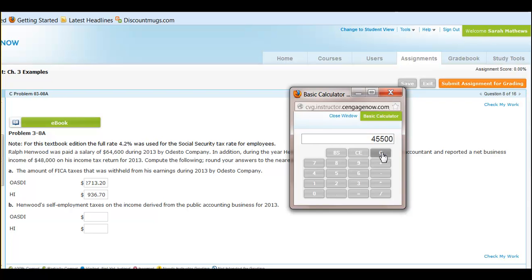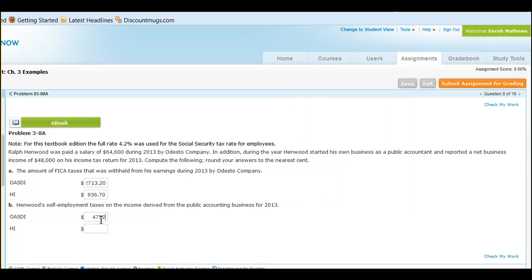Because the other thing we have to keep in mind is that we are paying the employer and the employee portion. So the employee pays 4.2%, the employer pays 6.2%, so 4.2 plus 6.2, he's actually going to have to pay 10.4% of that $45,500. So $45,500 times 0.104, and we get $4,732 is the remaining that he has to pay for the OASDI for his self-employment.